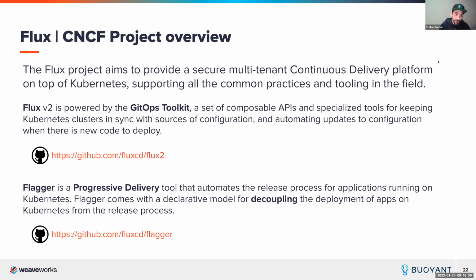Another project under the Flux organization, the Flux CD, is called Flagger. Flagger is the Kubernetes operator responsible for progressive delivery. What Flagger does is basically decouple the deployment of an app from the release process. If Flux does the deployment, then from there, Flagger takes over and does progressive traffic shifting. We'll talk a little bit about Flagger later on.